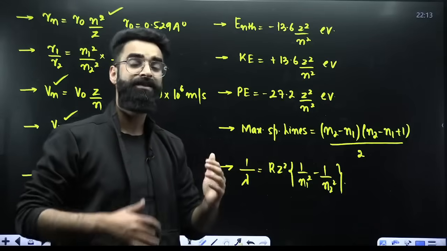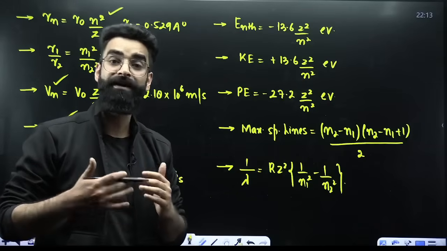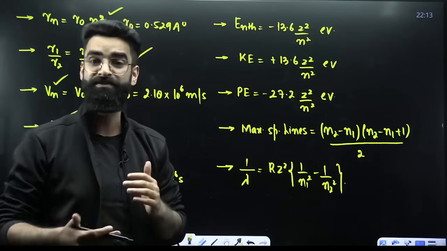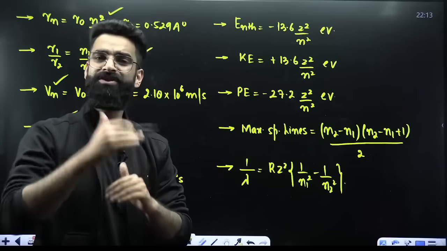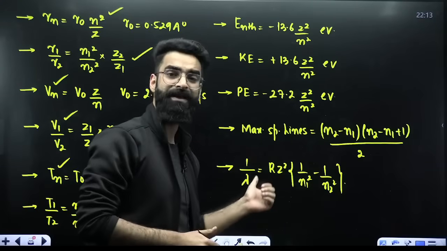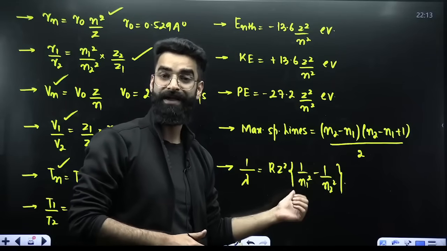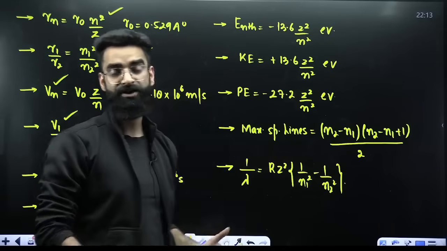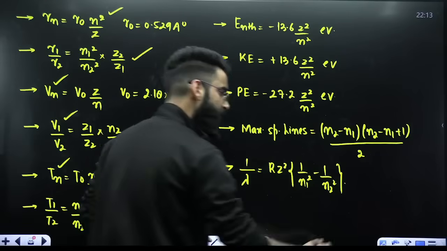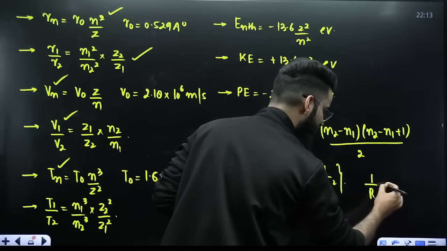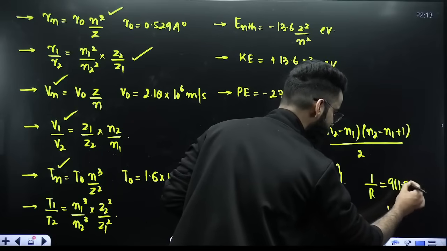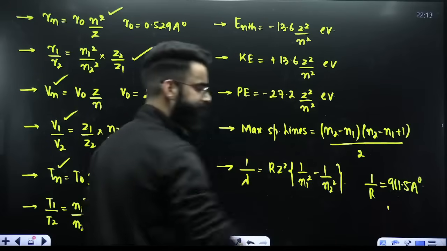How do you calculate the wavelength of the electromagnetic radiation which gets emitted or absorbed when the electron makes a transition between two energy states? 1 by lambda is equal to R Z square, 1 upon n1 square minus 1 upon n2 square, where n1 is the lower energy state and n2 is the higher energy state. And let me tell you, 1 divided by R value, do remember it from now onwards, it's 911.5 angstroms, right?